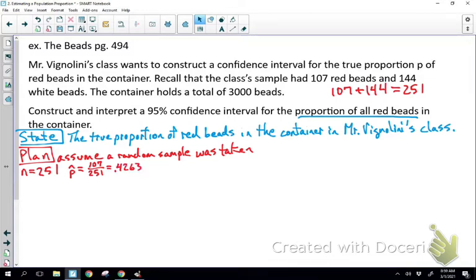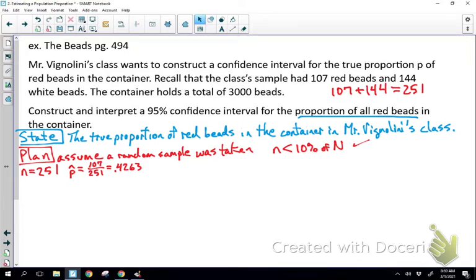So we also need to make sure that the sample was not greater than 10% of the whole population. This one's a very finite population, so it's nice to check. So n needs to be smaller than 10% of the population, which 10% of the population would be 300, and that one is. So it checks out. I don't think we need to say more than that.